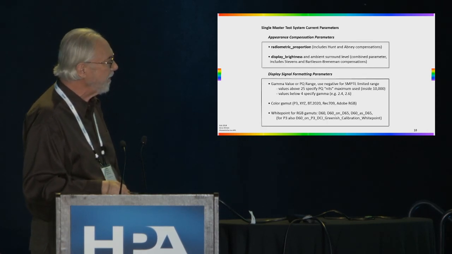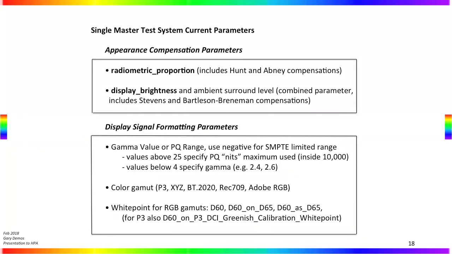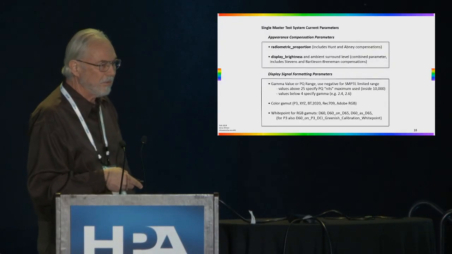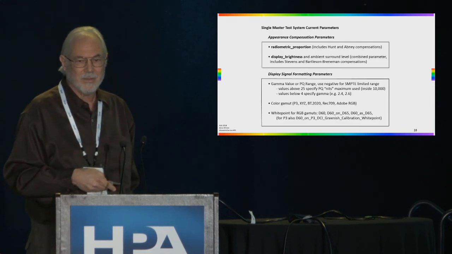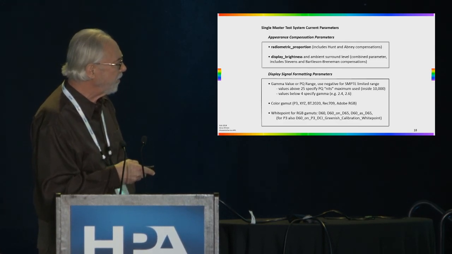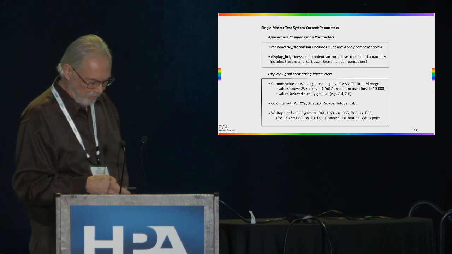So I have a test system running. I'm demonstrating it over in the innovation zone. And it basically runs on two parameters, radiometric proportion, which is the Hunt effect kind of compensation, and display brightness. But that includes the ambient surround. And these things are all the coding on the wire choices. I can basically switch all those completely independently of the appearance processing.